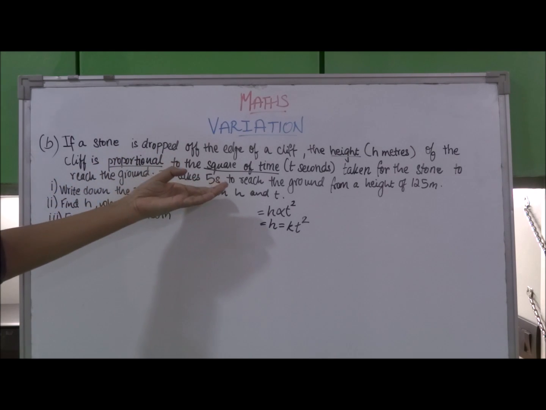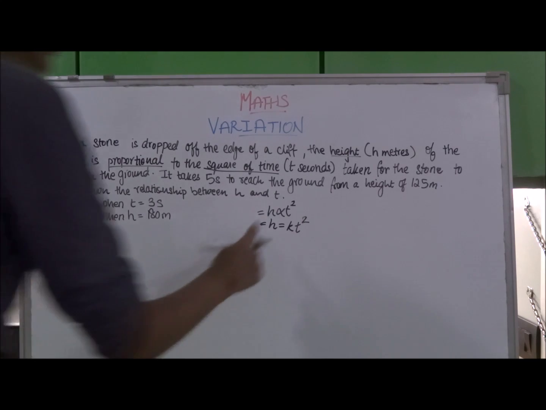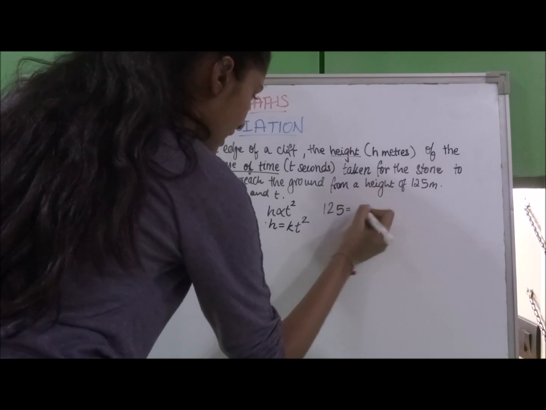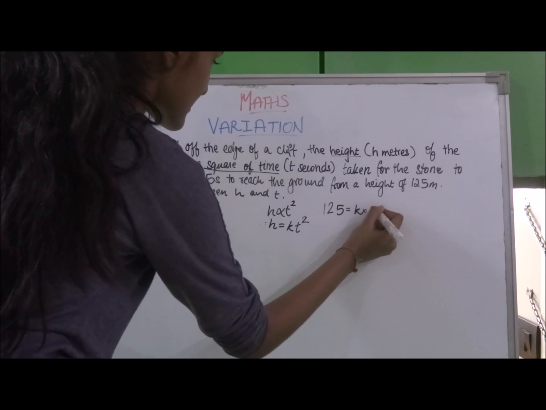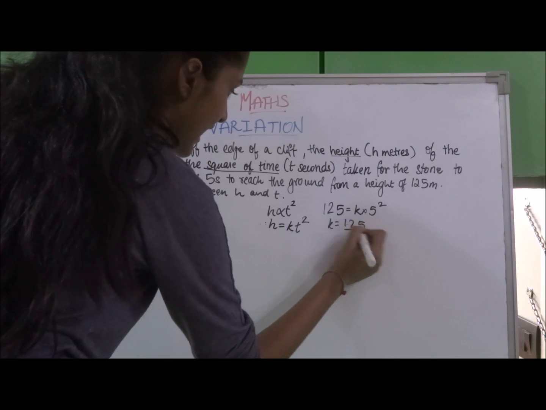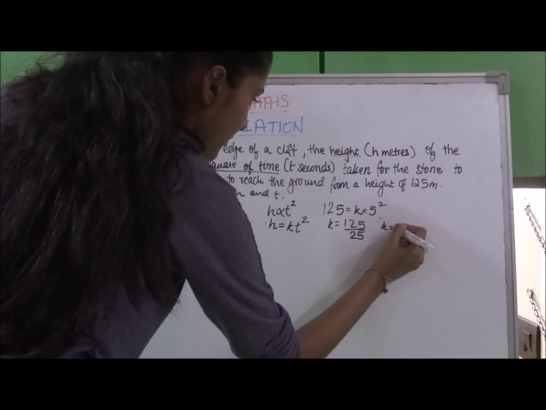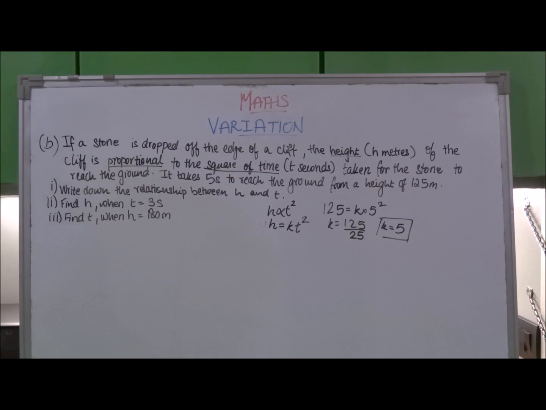Here they have given us that it takes 5 seconds from a height of 125 meters. So when h is 125, it is k into the square of the time, that is 5 square. That is k is equal to 125 upon 25. k is equal to 5. So the constant of proportionality will be equal to 5. Then we can solve this.